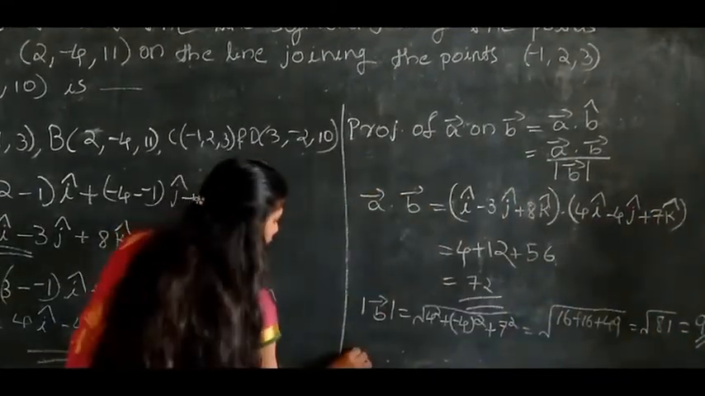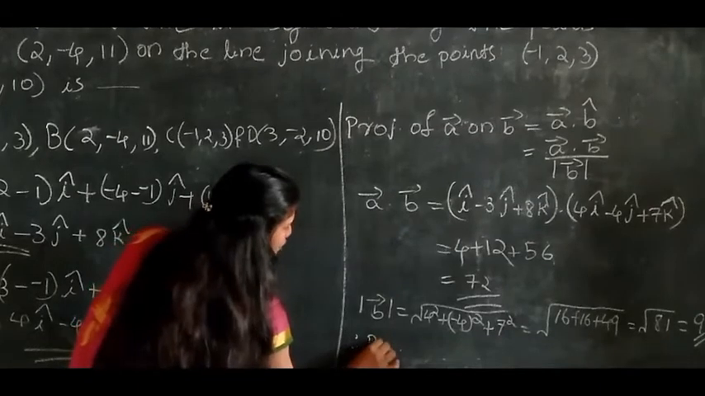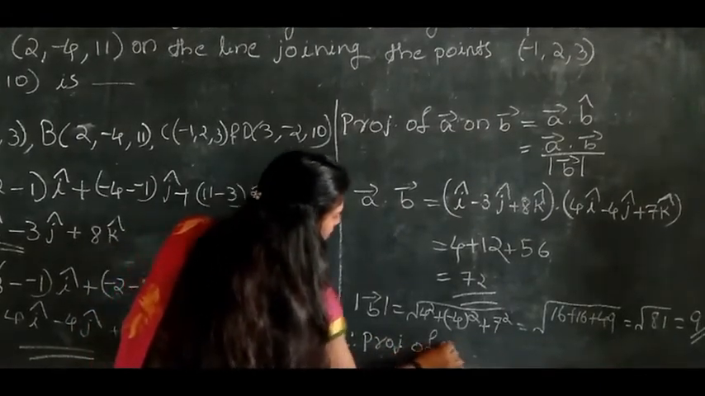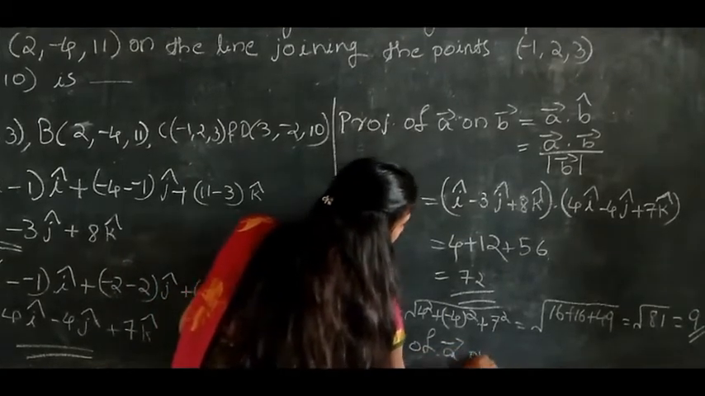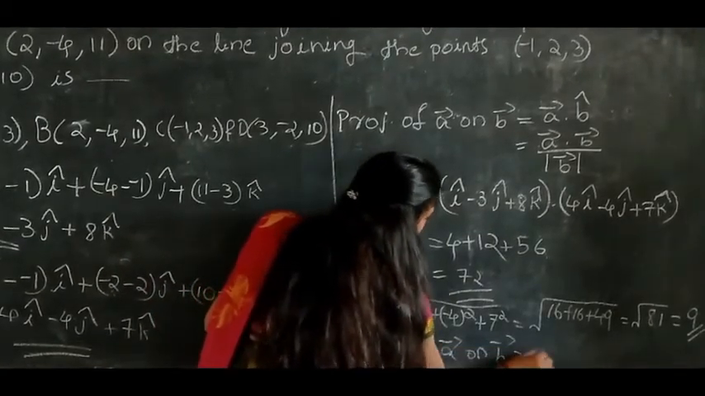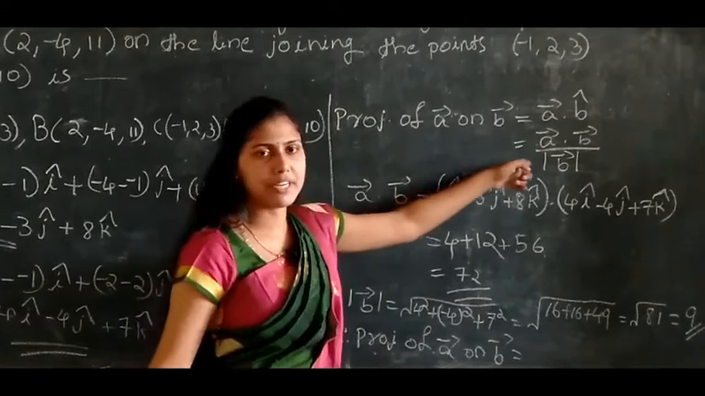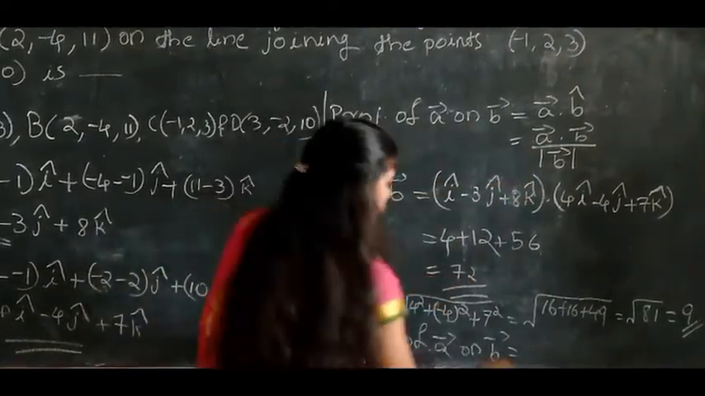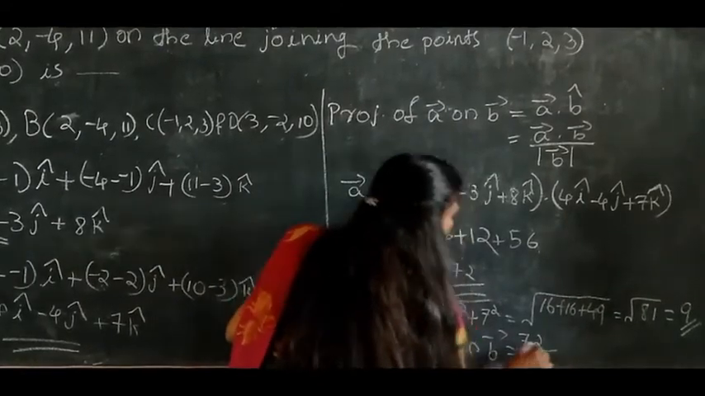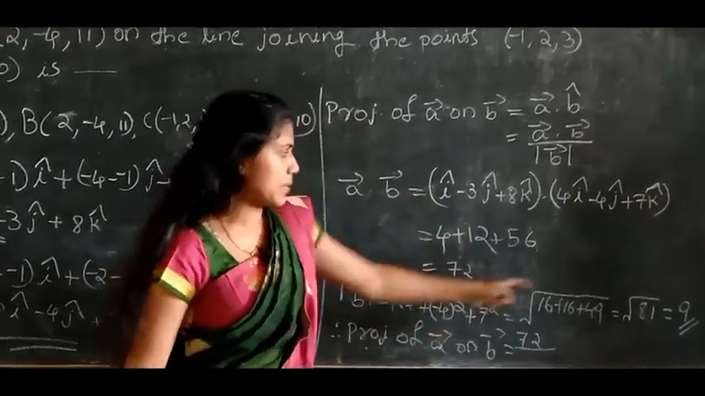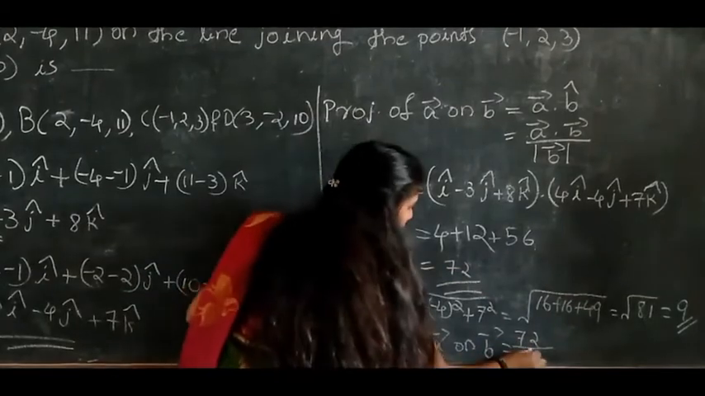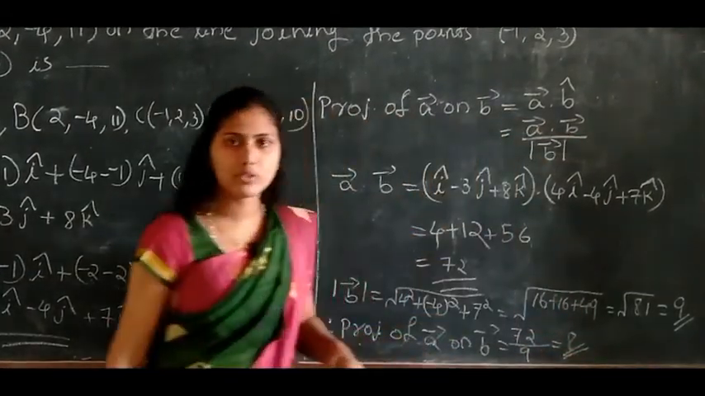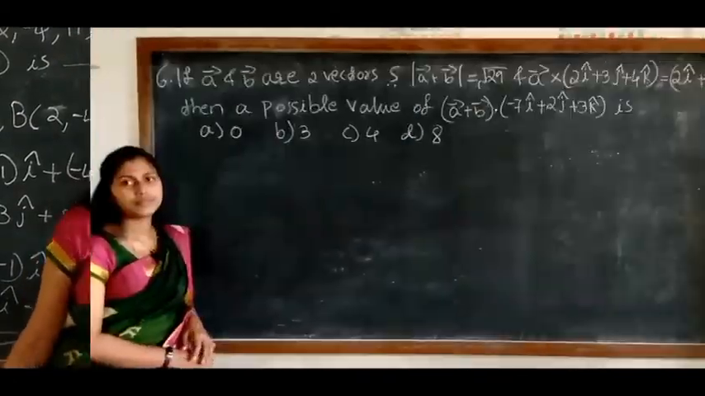Okay, therefore the projection of vector A on vector B is equal to vector A dot vector B divided by mod vector B. Vector A dot vector B is 72. 72 divided by mod vector B, which is 9, is equal to 8. Now we are going to do the next problem.